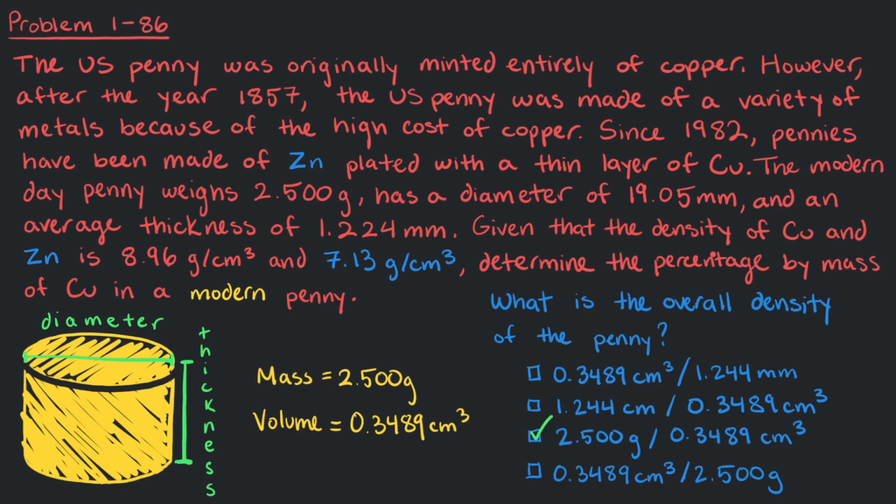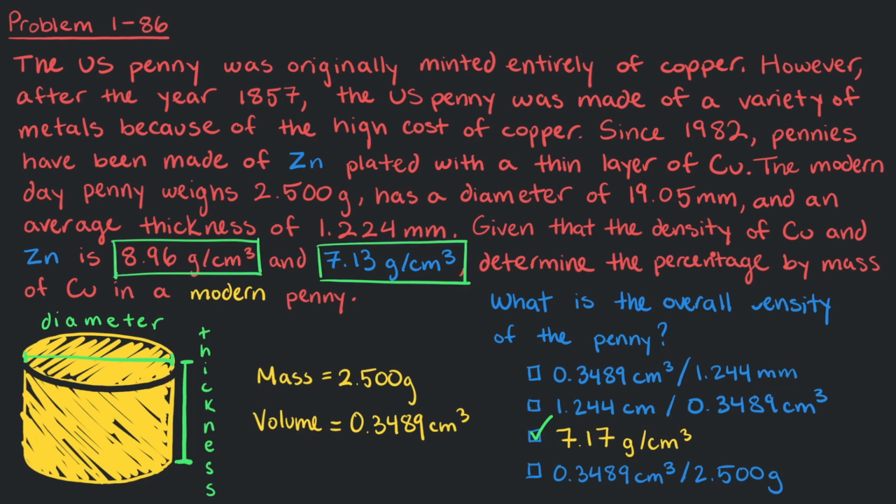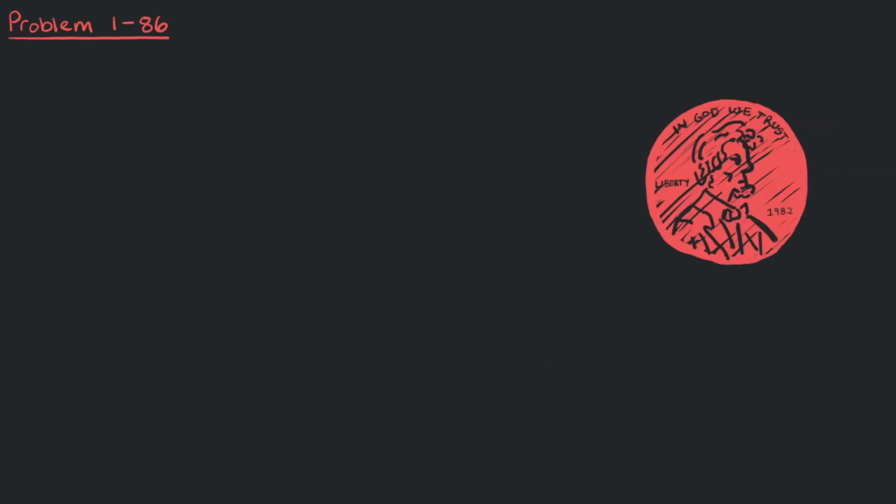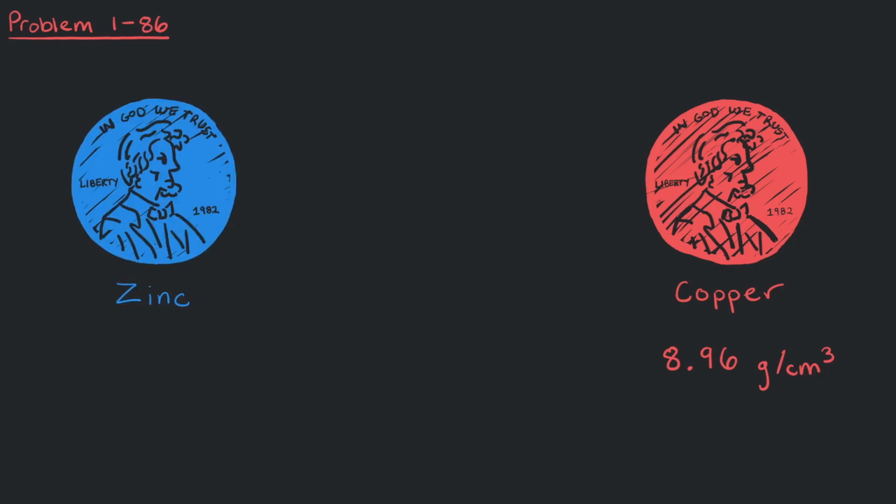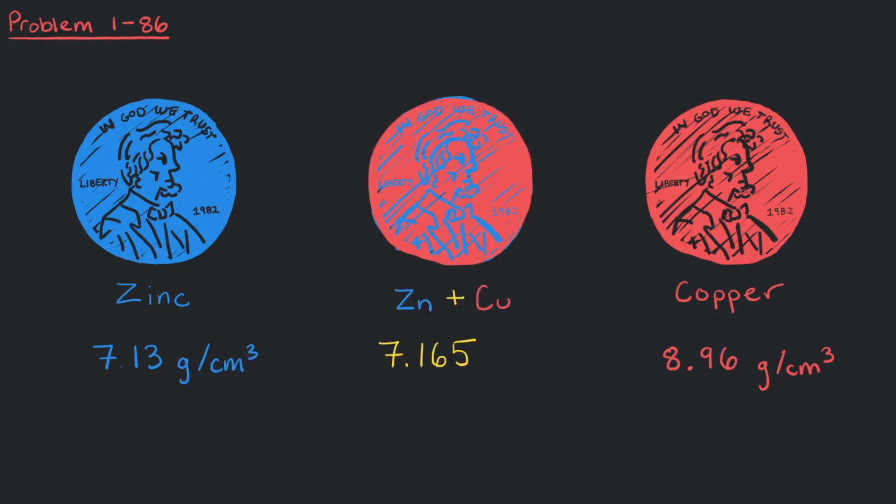That's right. The density is mass, 2.500 grams, divided by the volume to give units of grams per cubic centimeter, which is 7.17 grams per cubic centimeter. Now we are left with two other densities in grams per cubic centimeter, so they can be compared. If the penny was made completely of copper, it would have a density of 8.96 grams per cubic centimeter. If the penny was made of pure zinc, it would have a density of 7.13 grams per cubic centimeter. However, our density is 7.17 grams per cubic centimeter.